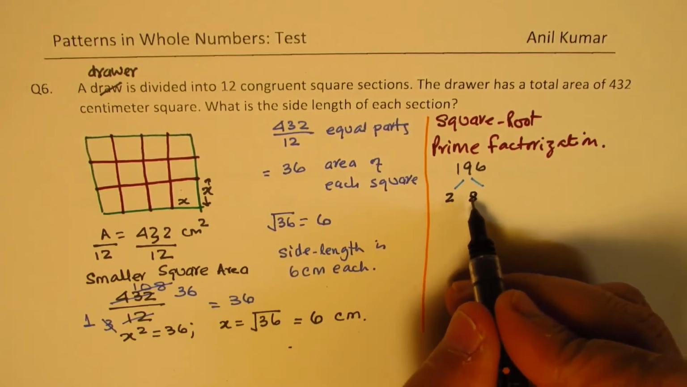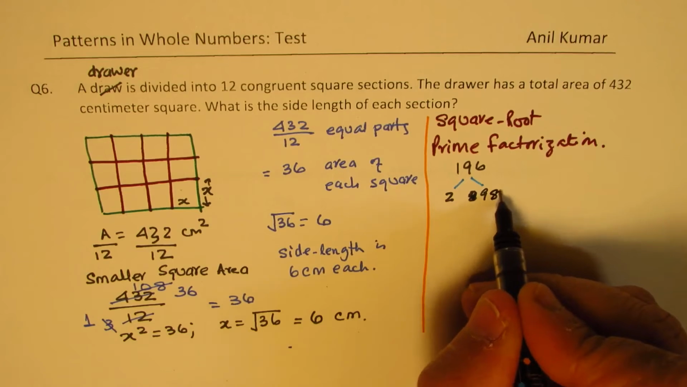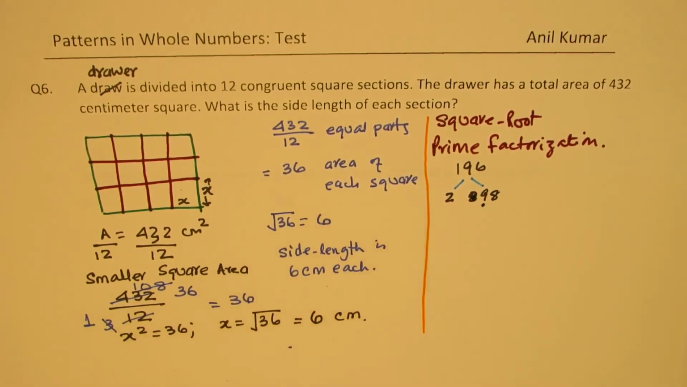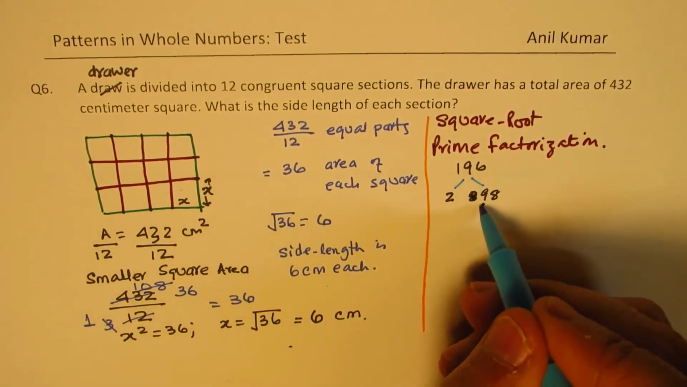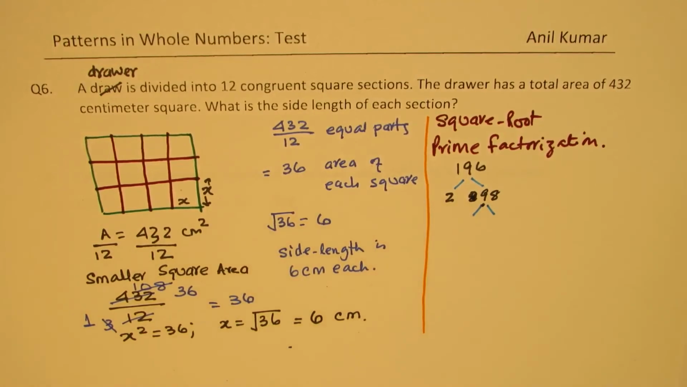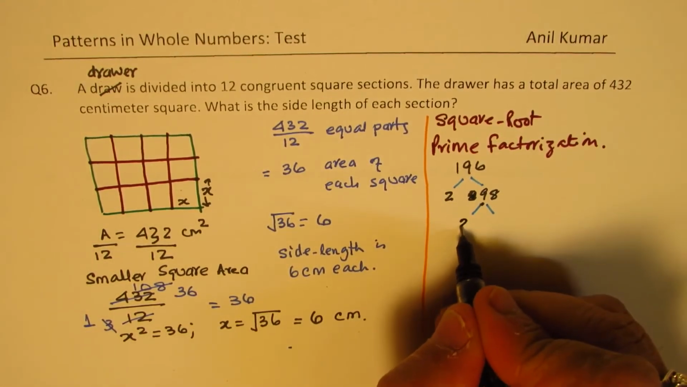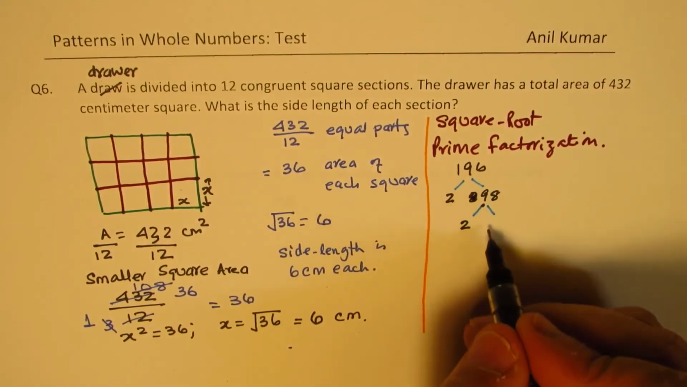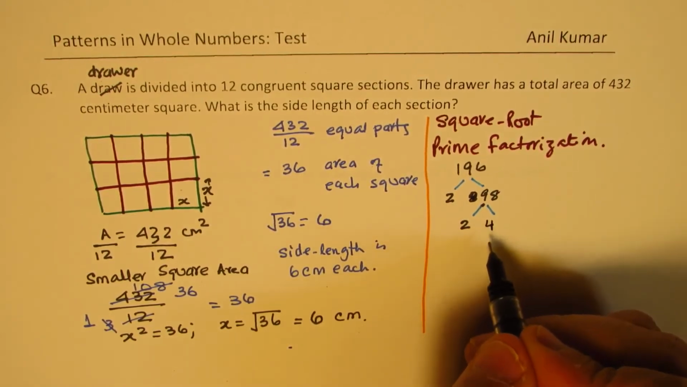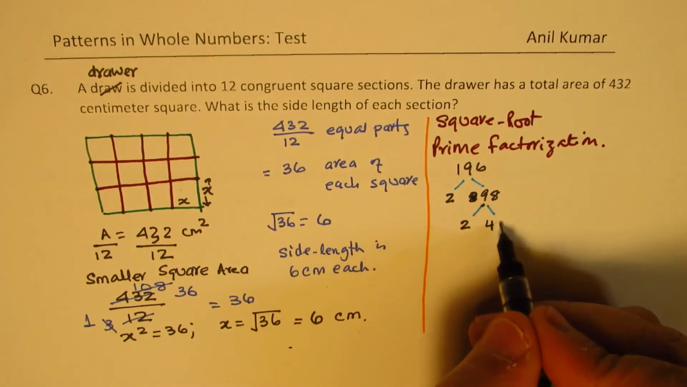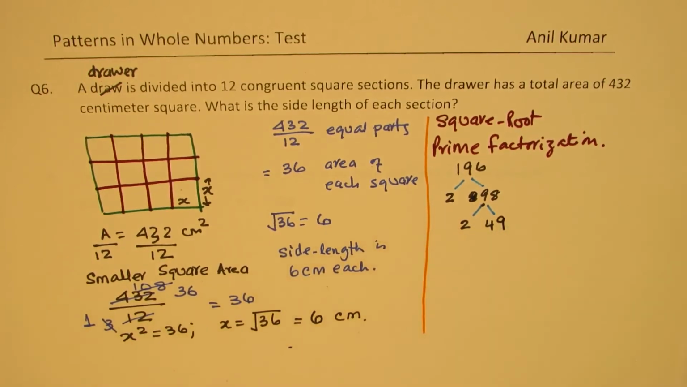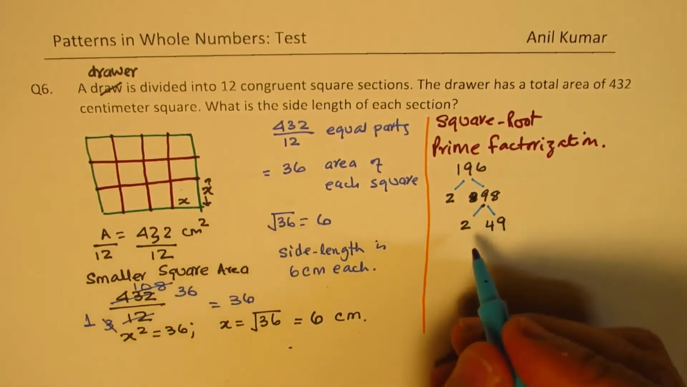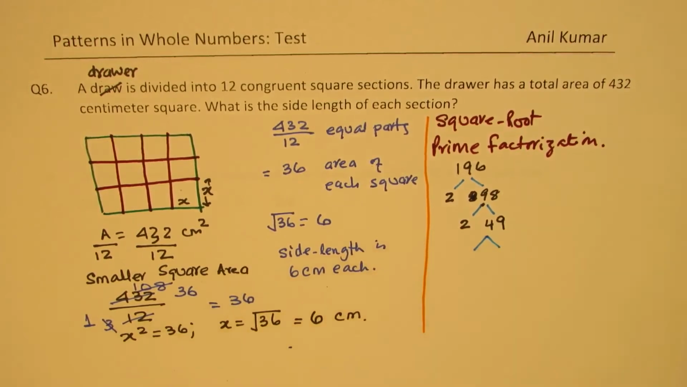It's 98, which is 2 times 49. And now this is also an even number, so we can further divide it by 2. When you divide this by 2, you get 2 times 49, and 49 is 7 times 7.